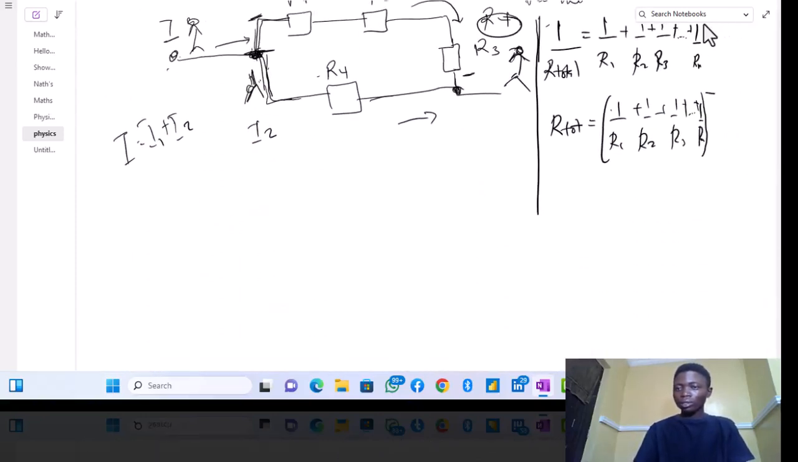Okay, so then this will be inverse. Because you know this is inverse here, so I have to inverse everything to get my R total. So this is what you're going to have, 1 over Rn here. Okay, so that is that.